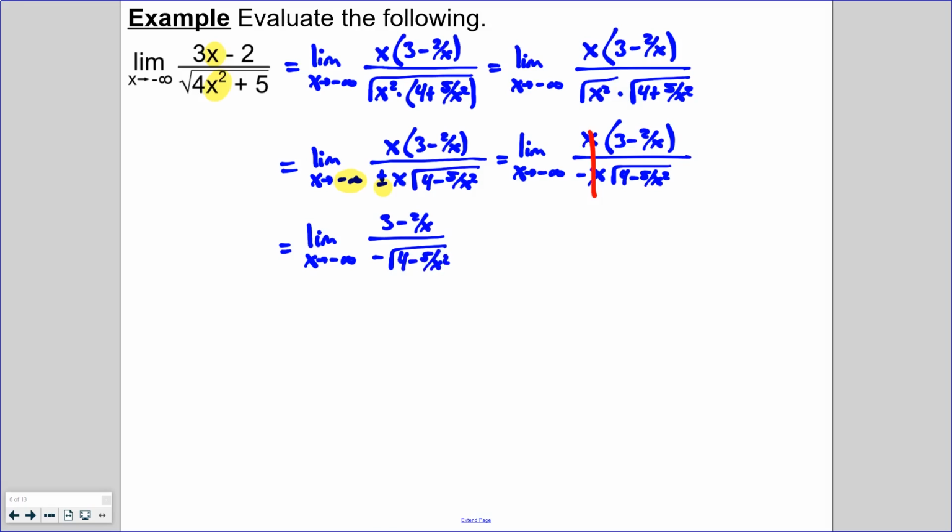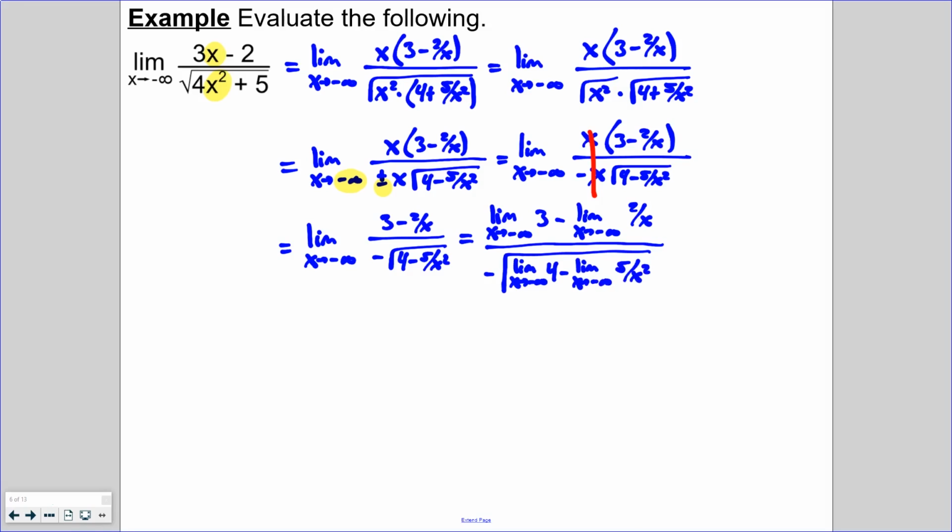And then we can use our limit properties and apply the limit to every term. So that's going to give us the limit as x approaches negative infinity of 3 minus the limit as x approaches negative infinity of 2 over x, all over negative the square root of the limit as x approaches negative infinity of 4 plus the limit as x approaches negative infinity of 5 over x squared. All right, here we go.